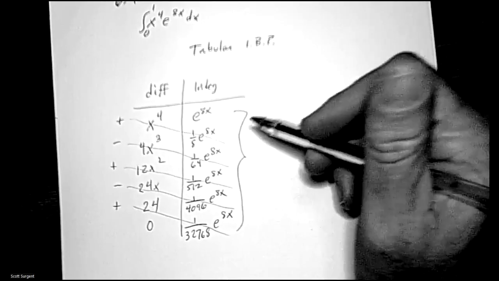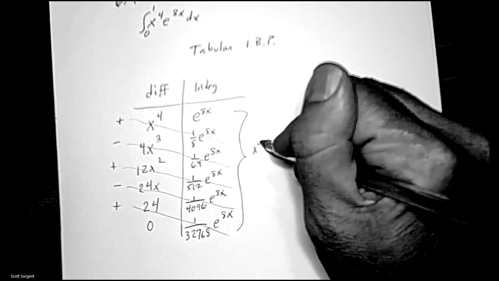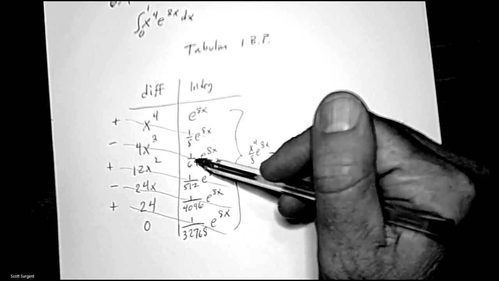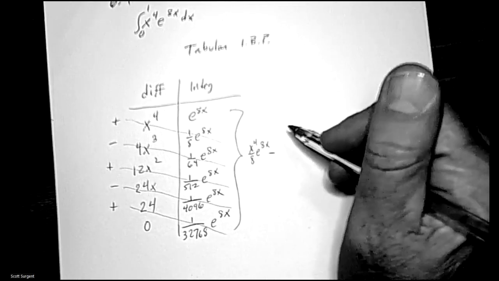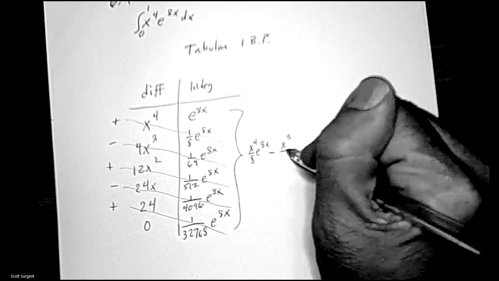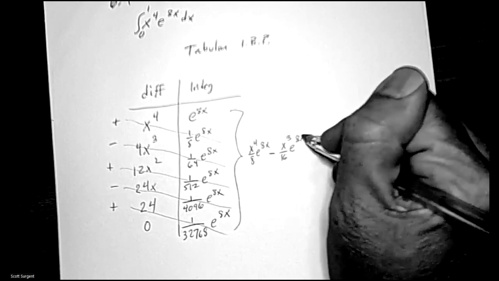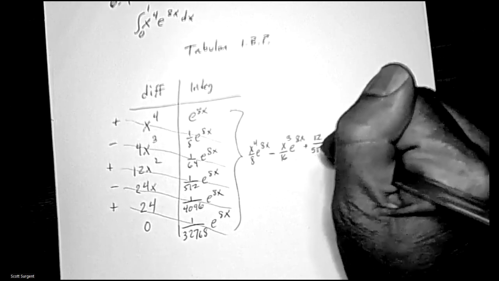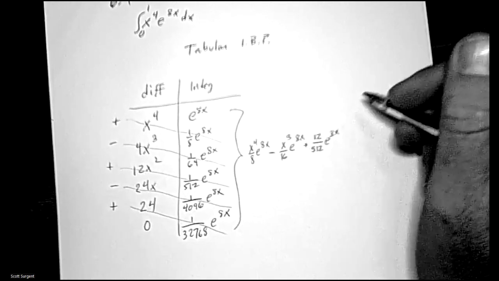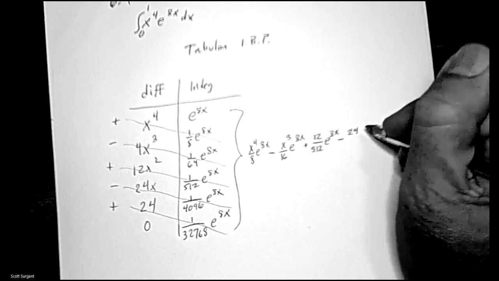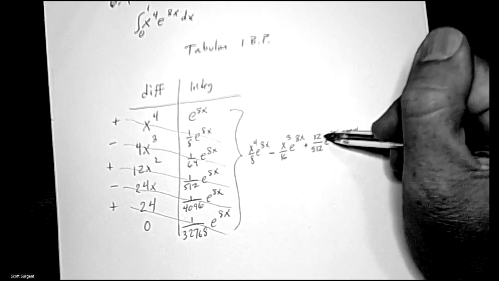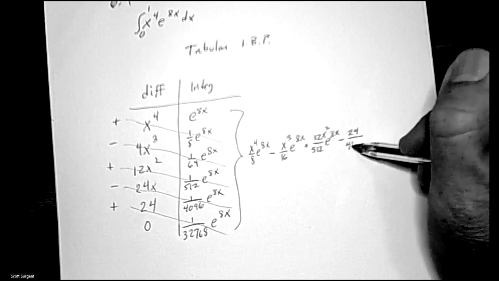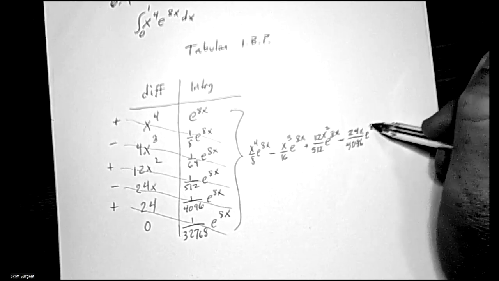It gets a little lengthy, so let's just be careful. It's going to be x to the fourth over 8 e to the 8x, minus 4 over 64, which is 1 over 16, x cubed e to the 8x. And then we're going to have 12 over 512. I'm not going to bother reducing; I'm just going to leave them as they are. Then negative 24 over 4096. Actually, I forgot the x squared, so I put that in there. And this is going to be negative 24 over 4096 with an x e to the 8x.